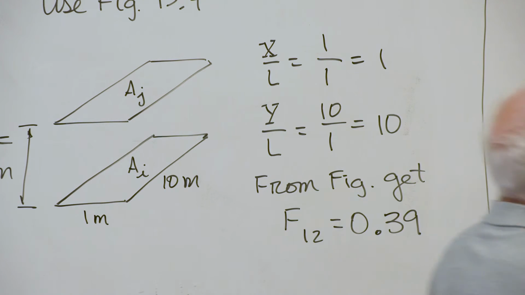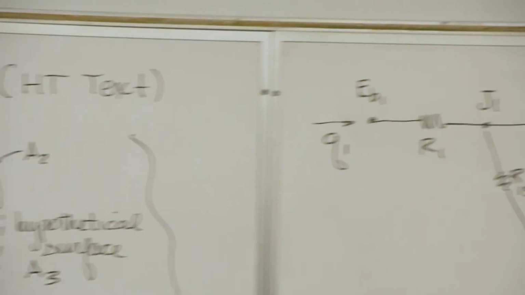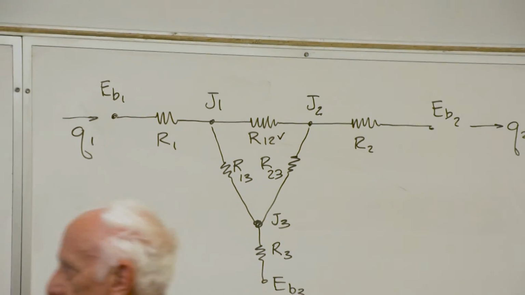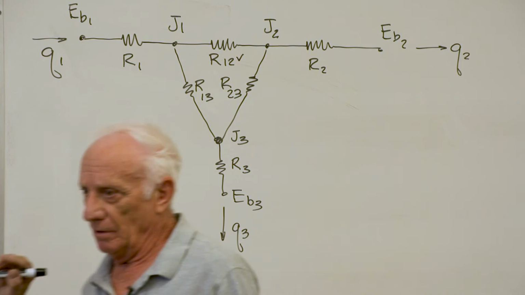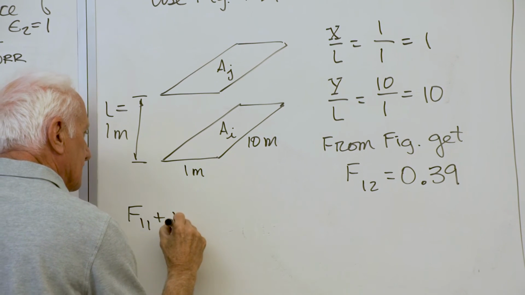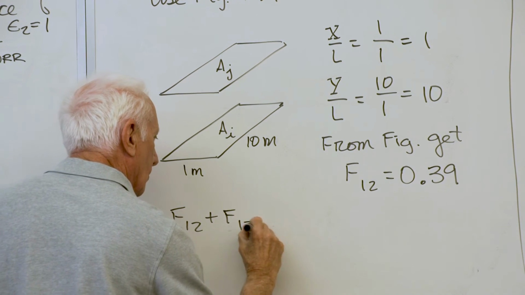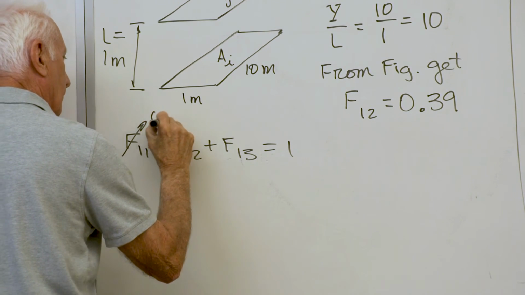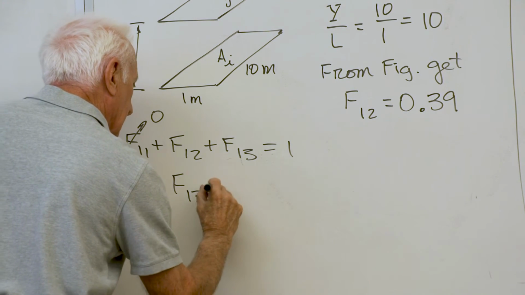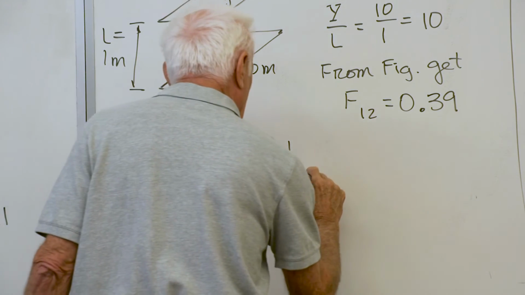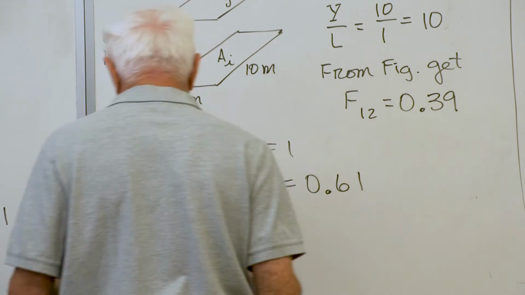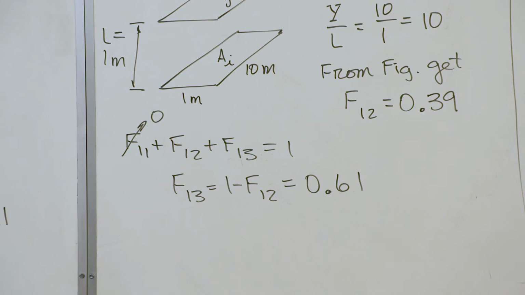Okay, from that I can get R12. R12 is 1 over A1 F12. Got it. I'm going to try and get R13. R13, 1 over A1 F13. I need F13. F11 plus F12 plus F13 equal 1. Plane surface, F11 is 0. So F13 is 1 minus F12, 1 minus 0.39, 0.61. Got it.